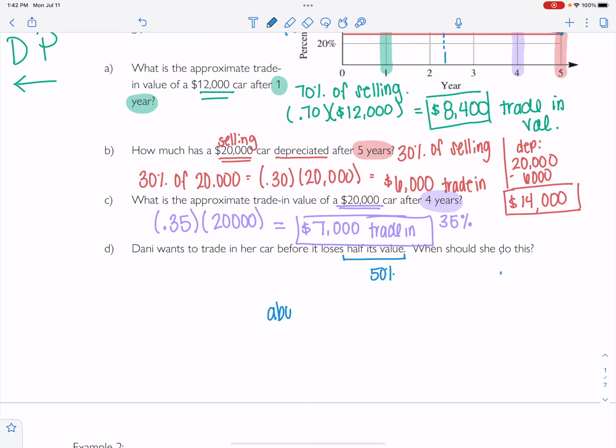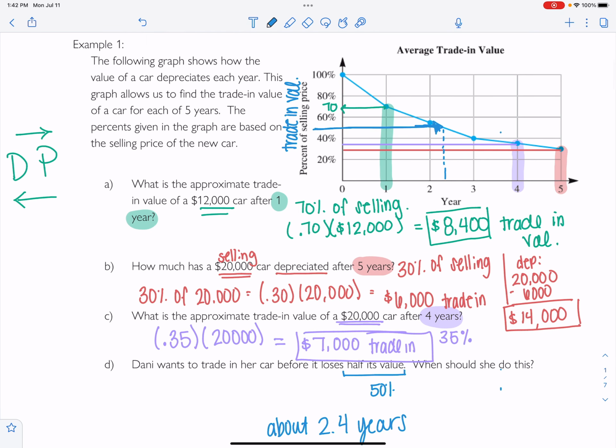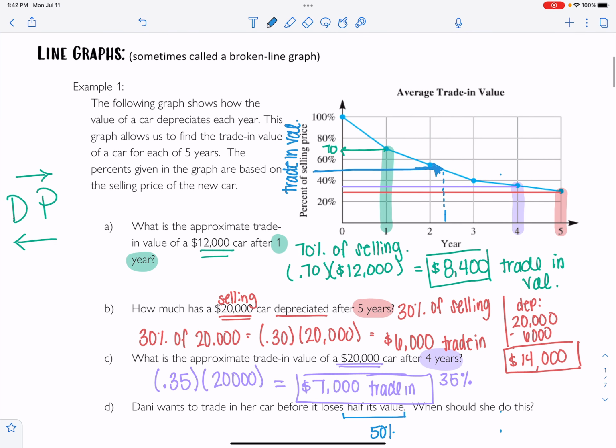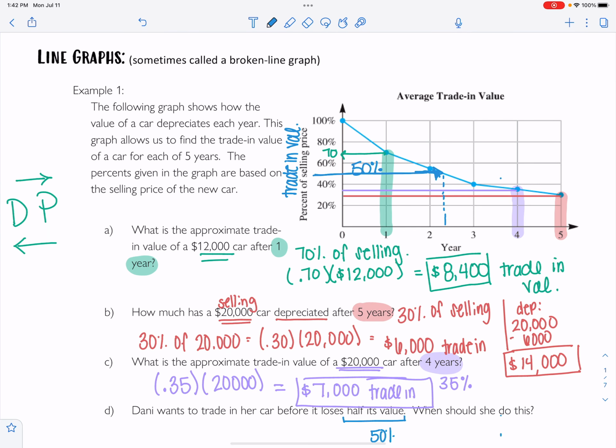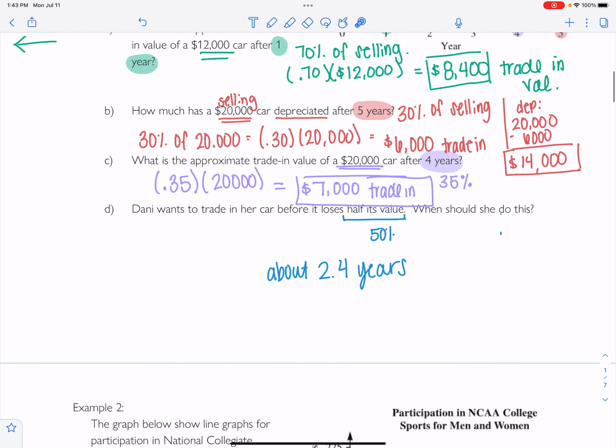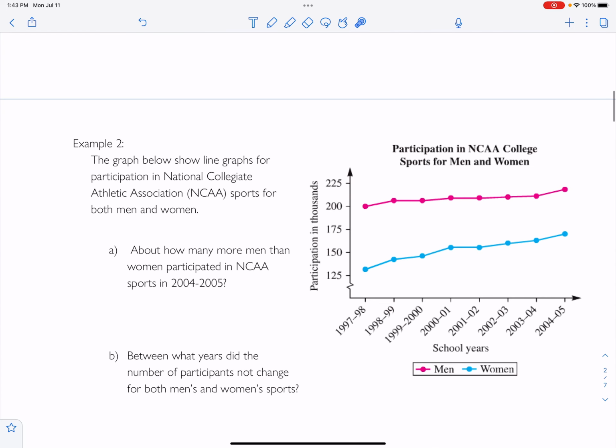So about 2.4 years. Because again, I went to 50% on my trade-in value, and then I just tried to follow that thing down to estimate. You could even make a case maybe that it was 2.3 versus 2.4. Like I said, as long as you're close, I'll give you credit because these you're just estimating on the graph.